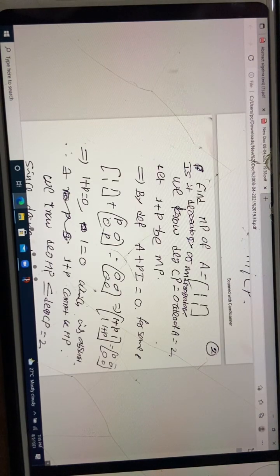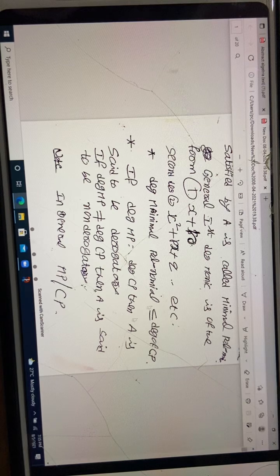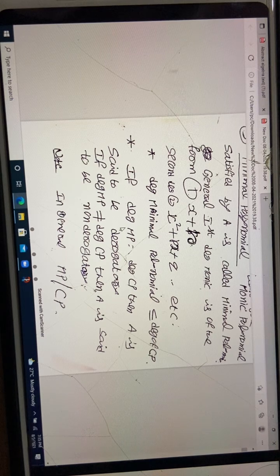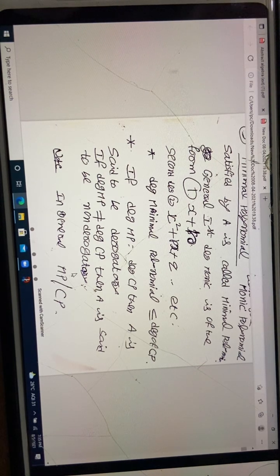The degree of the minimal polynomial is in general less than or equal to the degree of the characteristic polynomial. CP means characteristic polynomial, and MP means minimal polynomial. If the degree of MP is equal to the degree of CP, then A is said to be derogatory. When is a matrix said to be derogatory? If the degree of the minimal polynomial is equal to the degree of CP. If the degree of MP is less than CP, then it is said to be non-derogatory. So if you are asked to test whether it is derogatory or not, you have to get the minimal polynomial and find its degree; if it is equal, then it is derogatory, otherwise non-derogatory.